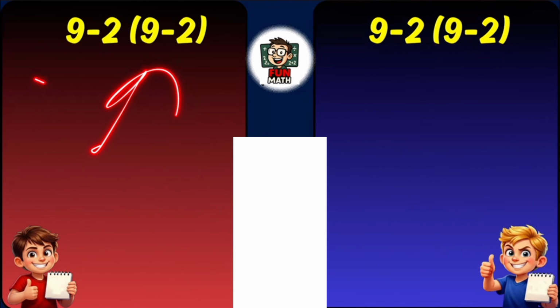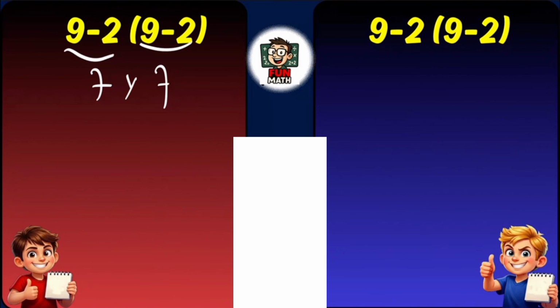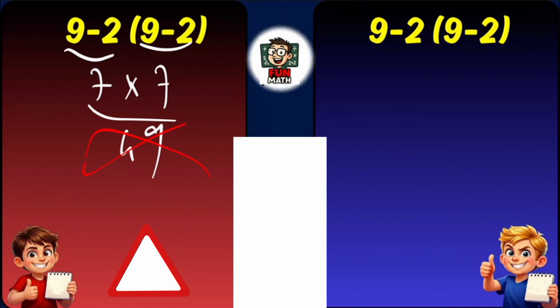Let's start with the first solution. First, subtraction. 9 minus 2 equals 7. Multiplication. 7 times 7 equals 49. If you solve the problem this way, you made a mistake.